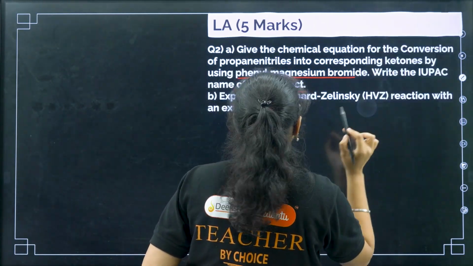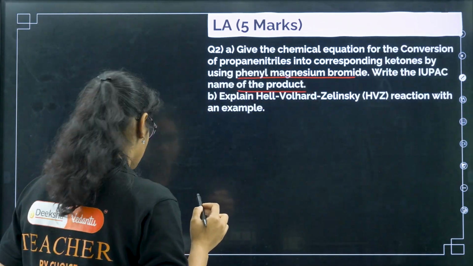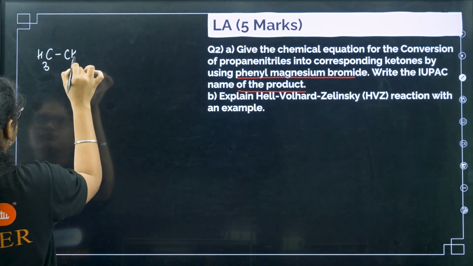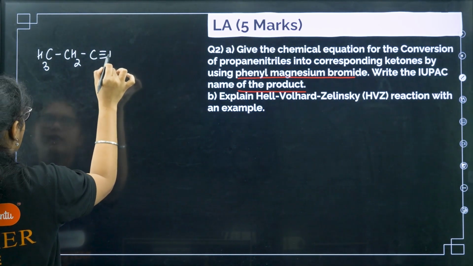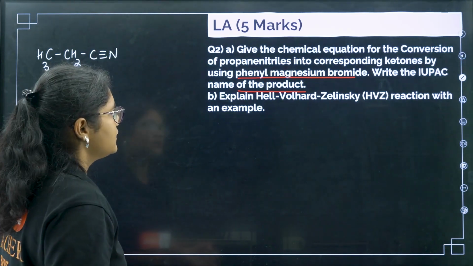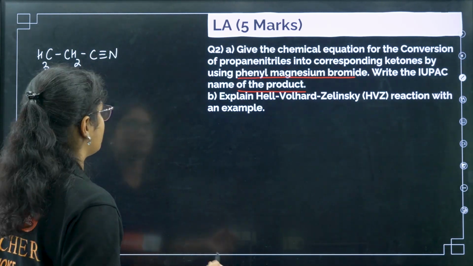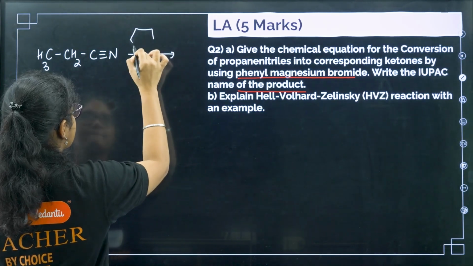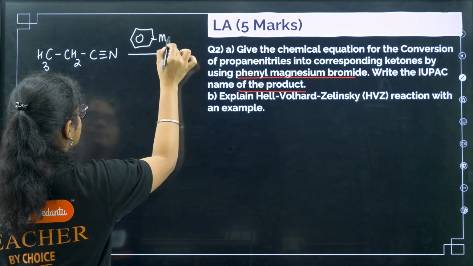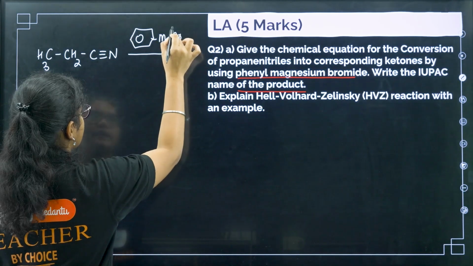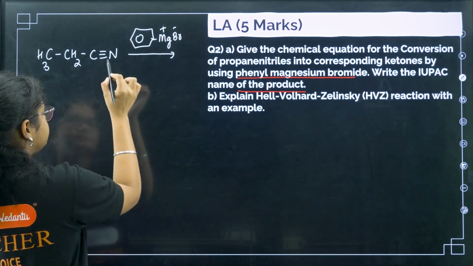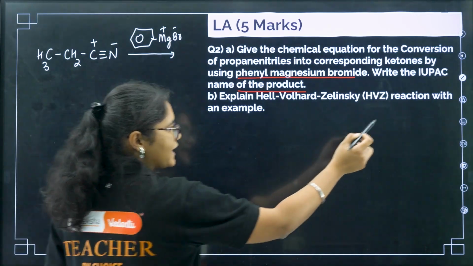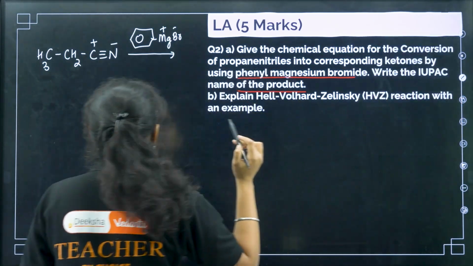Okay, so let us first do this one. So you need to do what? Propane nitrile means CH3 CH2 C triple bond N. Okay, propane nitrile reacting with phenyl magnesium bromide. So you have the reaction with phenyl magnesium bromide. Okay, now what will happen? Minus, plus, you can easily find out. Now what will happen? We'll just add these things. So what will happen?